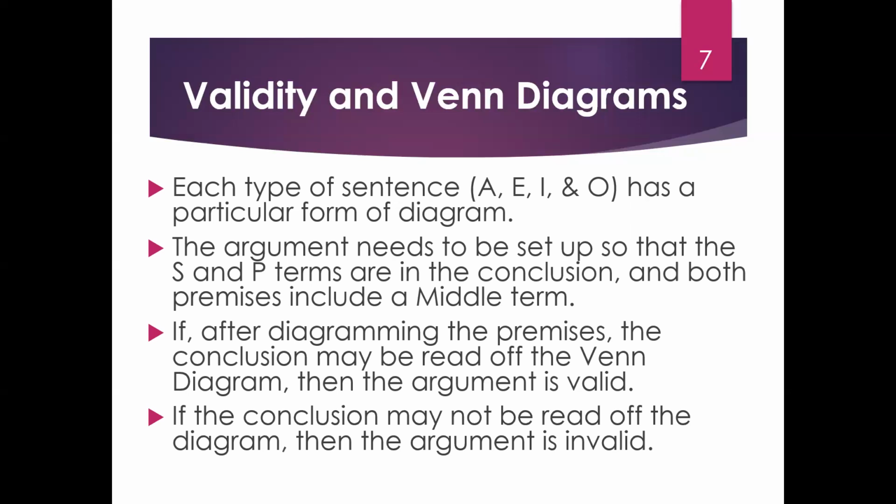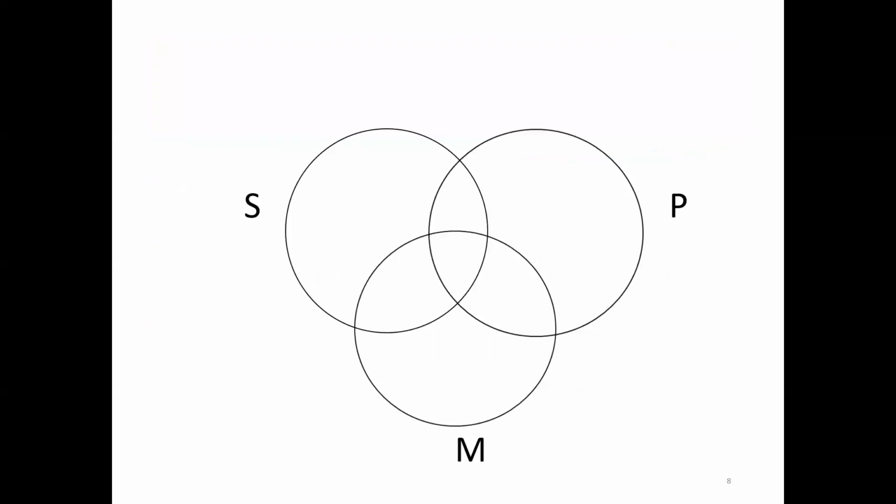Okay, so that's the description of what's going on. Let's look at 4 different examples of categorical syllogisms to show how this works. So we set up arguments to evaluate. We have the S and the P like we did for any individual sentence, but we have a middle term now, and so we have that interlocking.